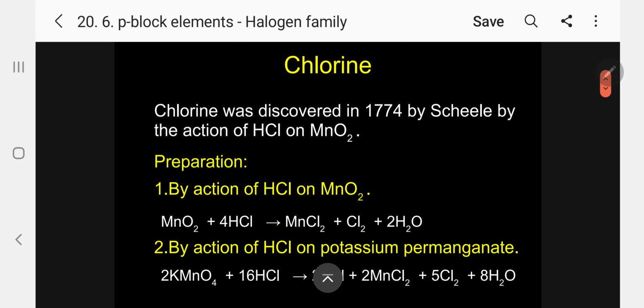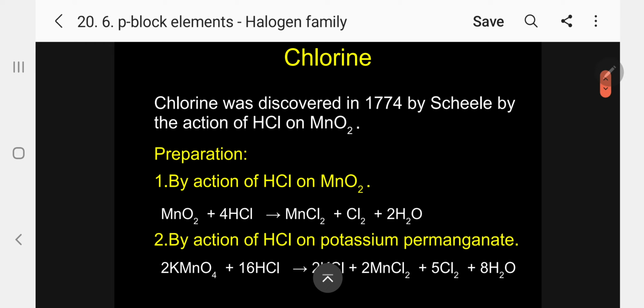Under this halogen family, first I am going to discuss, as per our syllabus, chlorine. Chlorine was discovered in 1774 by Scheele by the action of HCl on manganese dioxide. So this is the first discovery.